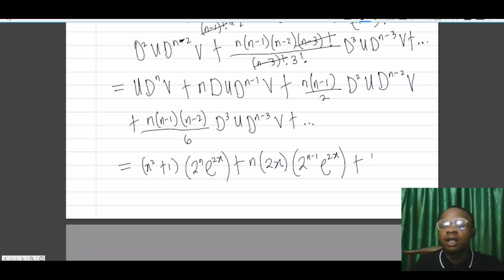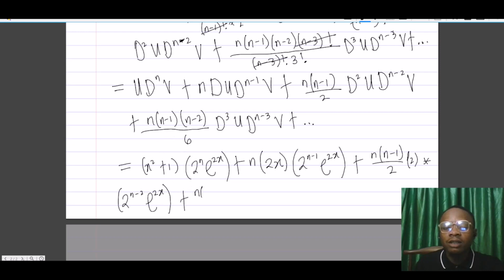Then the next thing is n into n minus 1 divided by 2. Then we have the square u, that's the derivative of this, that is multiplying 2, then multiply by the n minus 2 of v. The n minus 2 of v will be 2 raised to the power n minus 2 multiplied by e to the power of 2x. Okay, the same thing, just replacing n here by n minus 2. So that's that for this case, and then plus the next one.